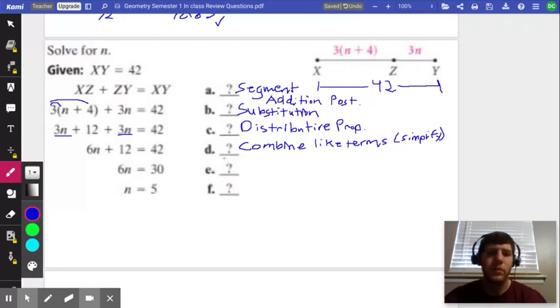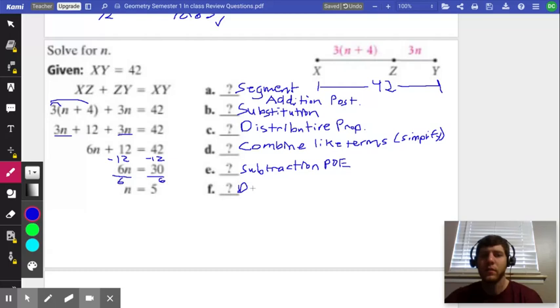Okay, and then we're using the subtraction property of equality. We're subtracting 12 from both sides. Right, so that is the subtraction property of equality. And then we're dividing both sides by 6. So that is the division property of equality. Right, and there's your proof there.